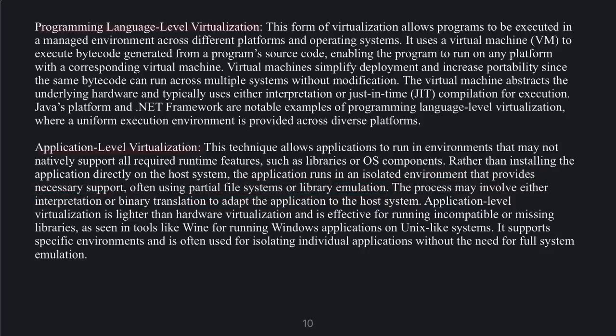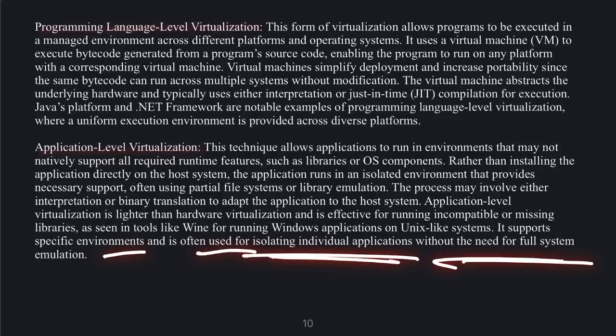This process may include interpretation or binary translation to adapt the applications to the host system. This level of virtualization is lighter than the hardware virtualization, and it is effective for running applications with incompatible or missing libraries. It is seen in tools like Wine for running Windows applications on Unix-like systems. It will support specific environments and is mostly used for isolating individual applications without the need for full system emulation.